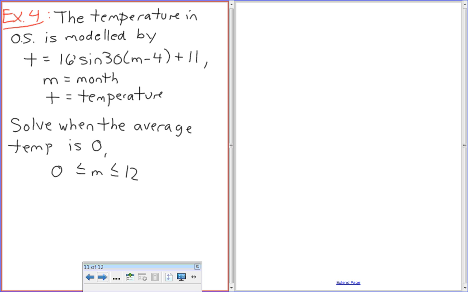Solve when the average temperature is 0, from 0 to 12 months, so in 1 year. Can someone be brave and give me the moment of insight? This is like any grade 10 word problem you've ever gotten, okay? Because they give you the equation. When is the average temperature 0? What variable is temperature? Good. So how are you going to solve this when the average temperature is 0? Set T equals 0. Good. You guys take it from there.